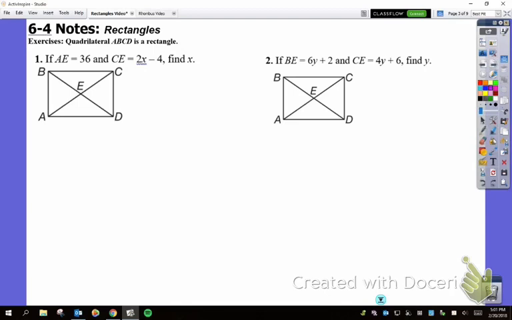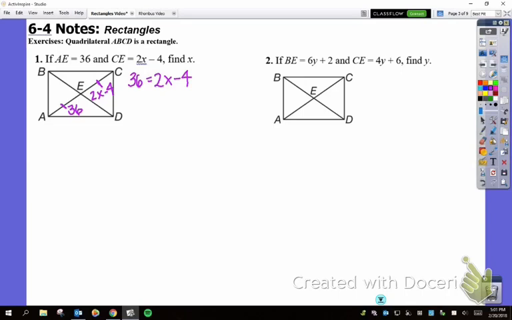It's important on these problems that you always mark what they tell you. So number 1 we have AE is 36, and we have CE, which is 2x minus 4. Because the diagonals bisect, we know that those two pieces would be equal to each other. So we would get 36 equals 2x minus 4.